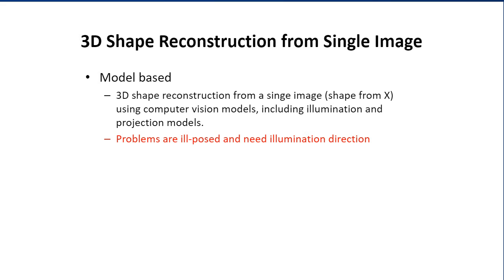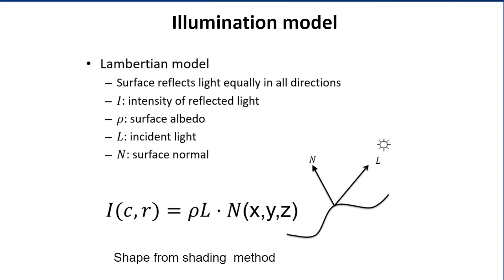So what we want to do is build a hybrid model that combines these two approaches, incorporating the computer vision model into the deep learning model. The first model we want to implement is an illumination model, a very simple one. Basically, it is a Lambertian model. It sets the intensity of a pixel equal to the dot product of the illumination with the surface normal, multiplied by a surface albedo. But this equation requires knowledge of the illumination direction. This is the basis for shape from shading.